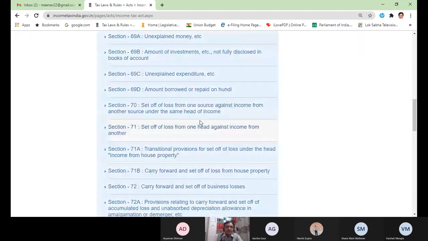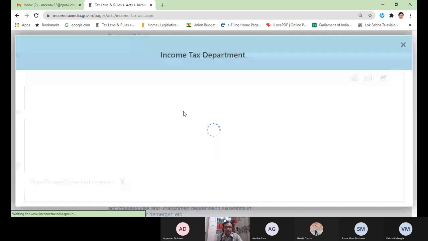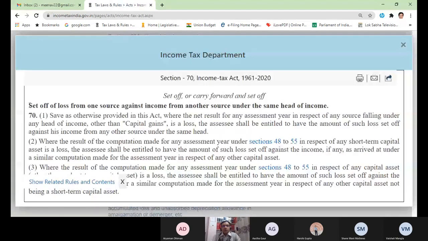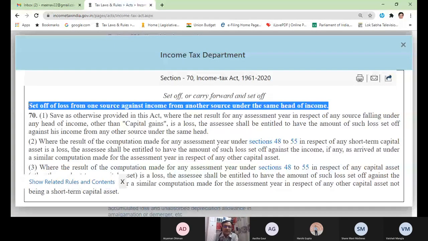It is written in section 70. Now what is written in section 70? Set off of loss from one source against income from another source under the same head. That is what I was saying was inter source or intra head. I hope the website is clearly visible to you.